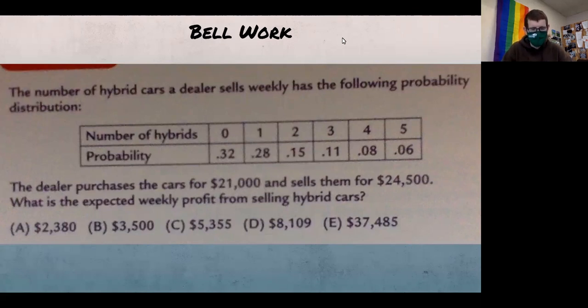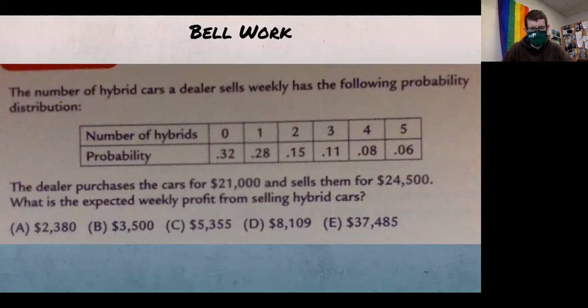All right, so just as a reminder, it's good to go through stuff like this. You want to set up a couple of lists, and the first one would have the number of hybrids that are sold. I have not done this, so I'm going to plug these in real quick. 0, 1, 2, 3, 4, 5. And then the second is going to be the probability of each amount. 0.32, 0.28, 0.15, 0.11, 0.08, and 0.06.